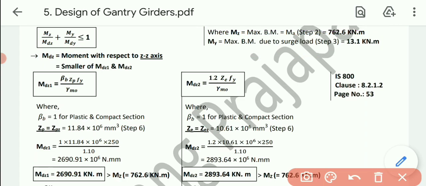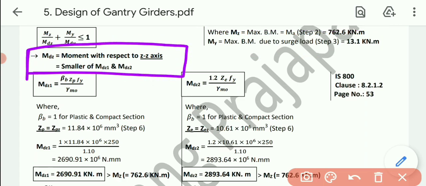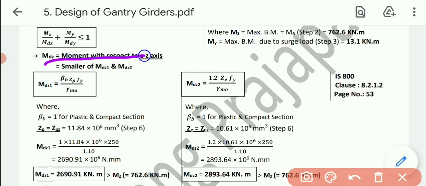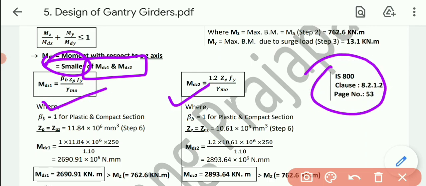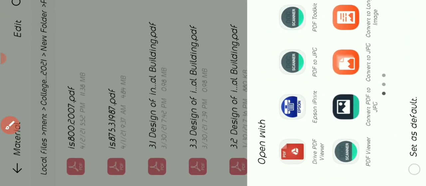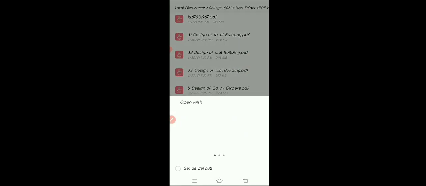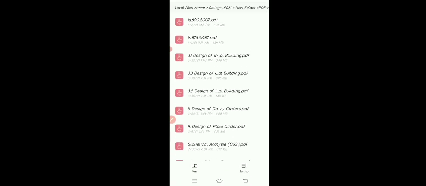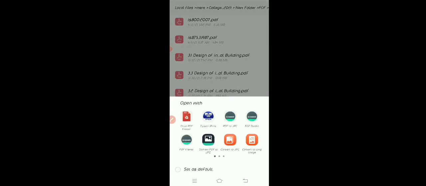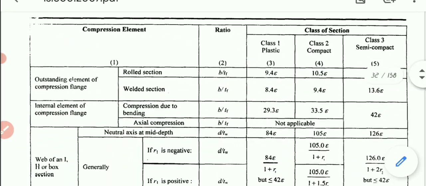Now Mdz stands for moment with respect to the zz axis. So we need to calculate the moment with respect to zz. For that we will calculate two moments, Mdz1 and Mdz2, and we will take the smaller of those two. For Mdz1 and Mdz2 we need to go to the code, clause number 8.2.1.2. So we will go to the code. Just a minute, I have chosen the wrong one. Page number 52.